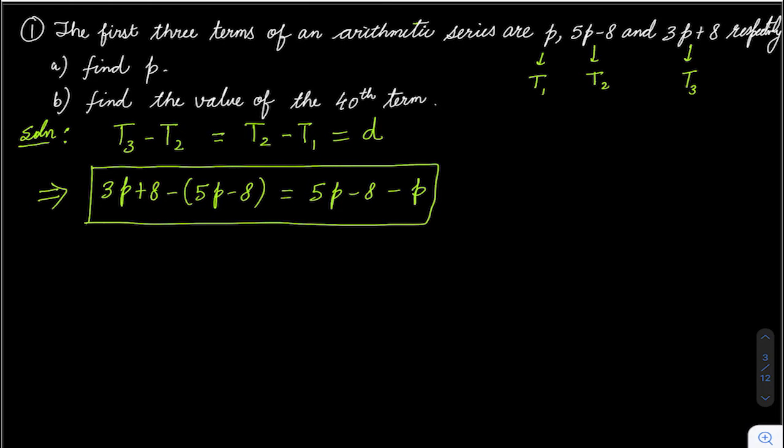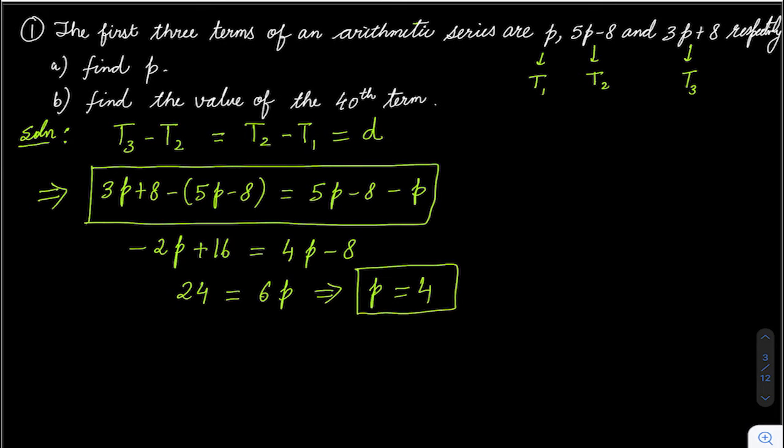So let's simplify this. I am getting minus 2p plus 16 equals 4p minus 8. So let's take p terms on one side and constant terms on the other side. So I'm getting 24 equals 6p. From this, I'm getting my p value as 4.